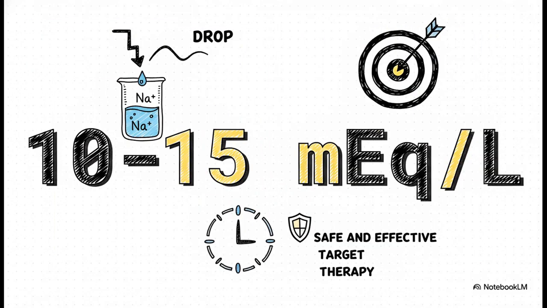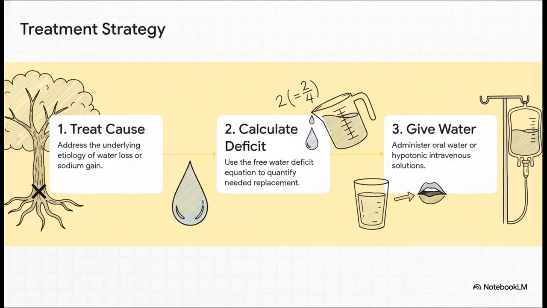So, what's our target? The goal you should be aiming for is a drop in the plasma sodium of about 10 to 15 milliequivalents per liter over any 24-hour period. That is a safe, effective, and totally reasonable target for your therapy. Your management plan is always going to have these 3 core parts. Number 1, and this is the most important, treat the underlying cause. Stop the losses or the gain. Number 2, you got to calculate the free water deficit so you know the scale of the problem. And number 3, give that water back, either with oral water if they can drink, or with hypotonic IV fluids like D5W if they can't.